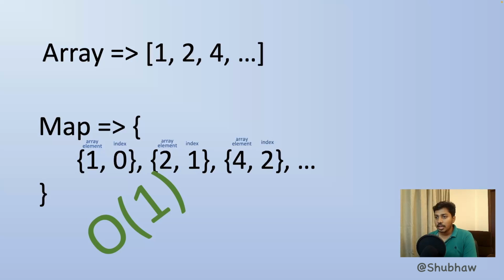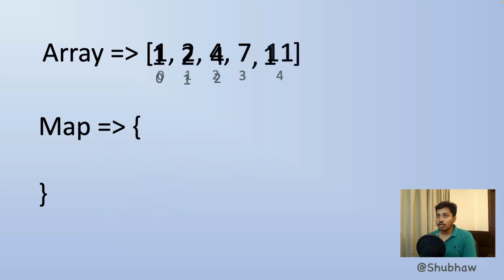So now let's summarize whatever we have discussed till now to form a valid approach. We have been given this array, we create an empty map and store the first value 1 comma 0 here.